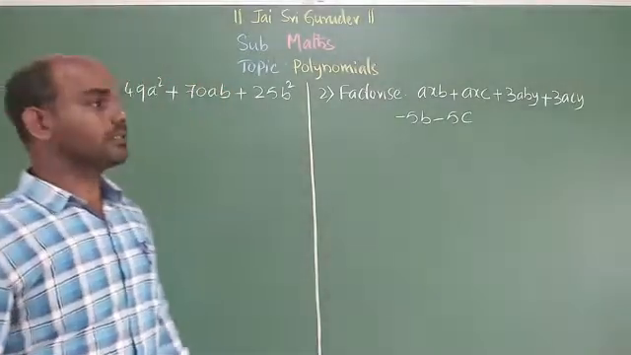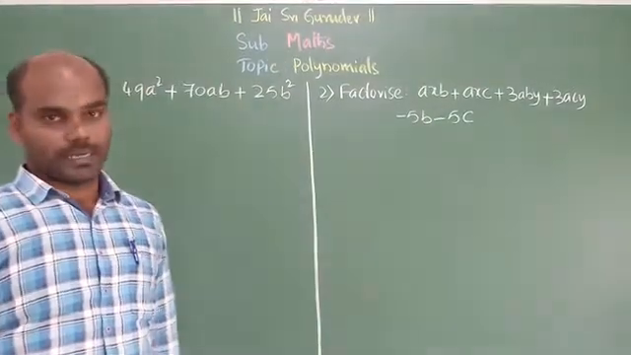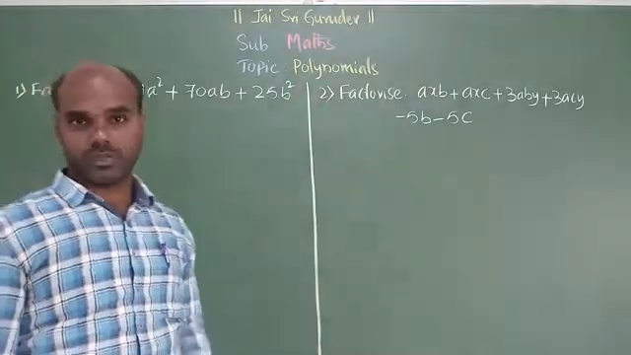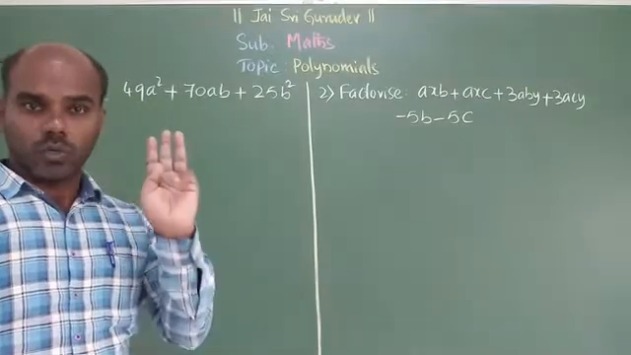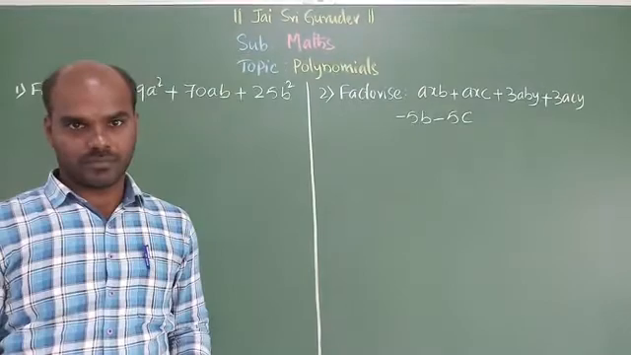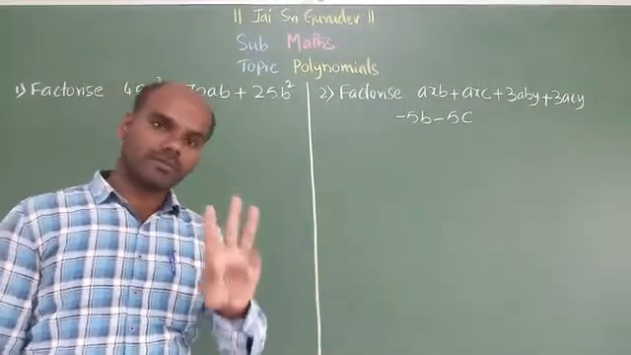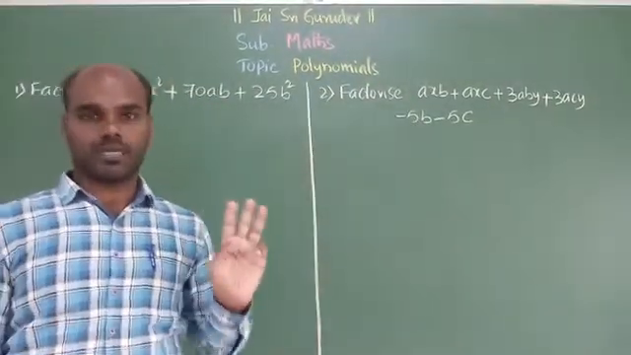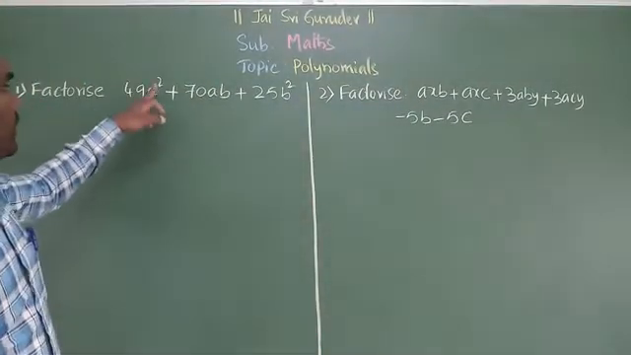See children, the given question is to factorize 49a square plus 70ab plus 25b square. In this expression we have three terms. When we have three terms, we go through the identities, because a plus b whole square, by expanding, gives three terms only, and a minus b whole square also gives three terms only.